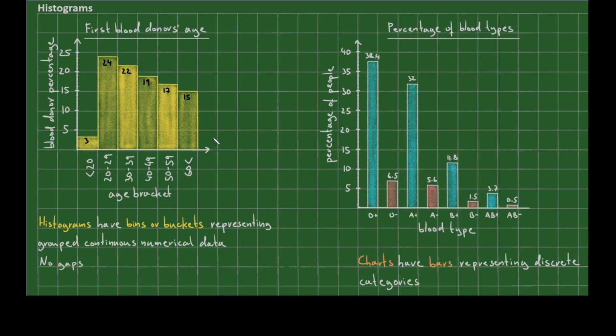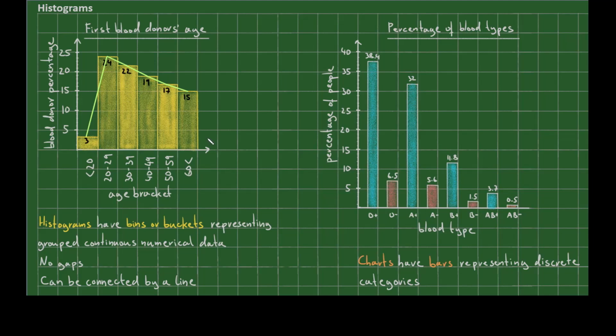Whereas when it comes to histograms, the bins or buckets have no gaps, because now we are trying to convey the idea that we are dealing with continuous data rather than discrete categories. And finally, because we are dealing with continuous numerical data, sometimes histograms will also have a line that connects the tops of all of the bins or buckets.